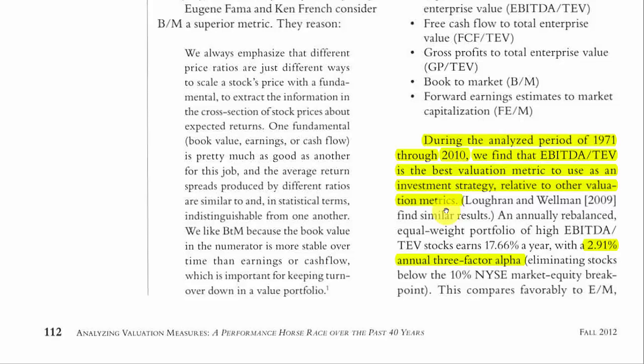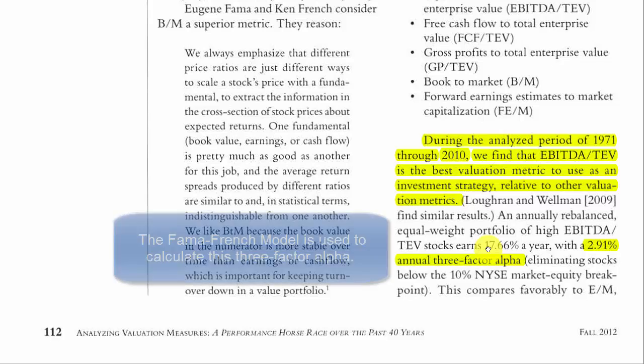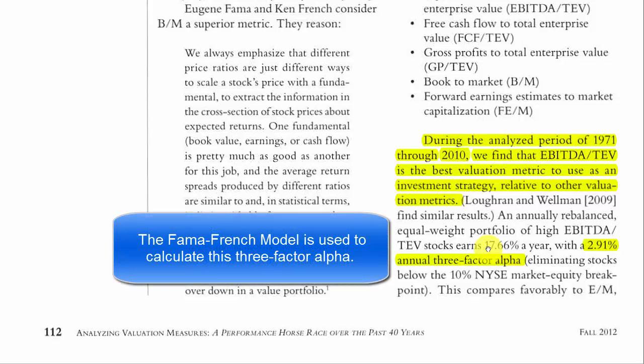So in the paper, they analyzed stock prices and returns from 1971 to 2010, and they found that the EBITDA to total enterprise value is the best valuation metric relative to others. By annually rebalancing an equal-weighted portfolio of high EBITDA to total enterprise value stocks, it earned a return of 17.66% per year, and more importantly, it had an alpha of about 3%. And they calculated this alpha by adjusting for the standard three factors: market, size and book to market.